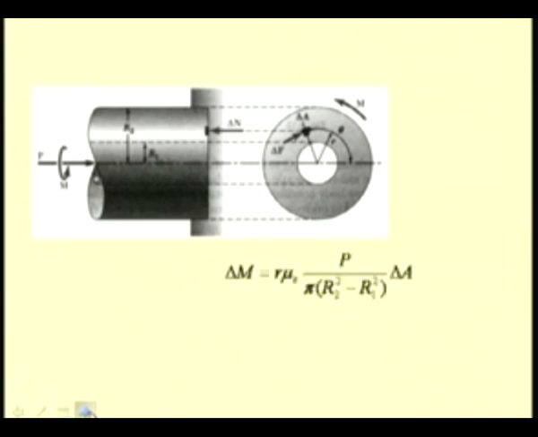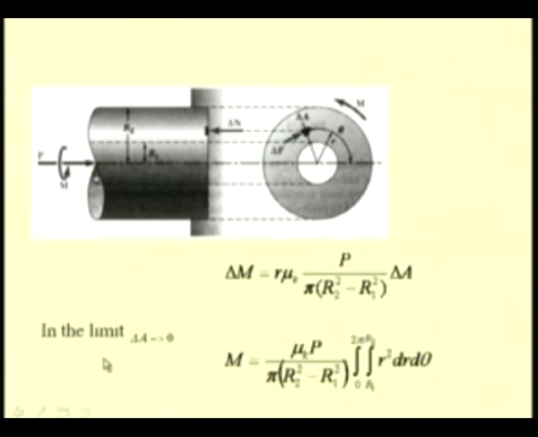So, now we can write this moment equation, that is delta M is equal to r times mu k P by A, which we have just found as pi times r2 square minus r1 square. We very well know that this is the area of this annular disc, times delta A. So, this is the moment that has to be resisted for this differential element delta A.